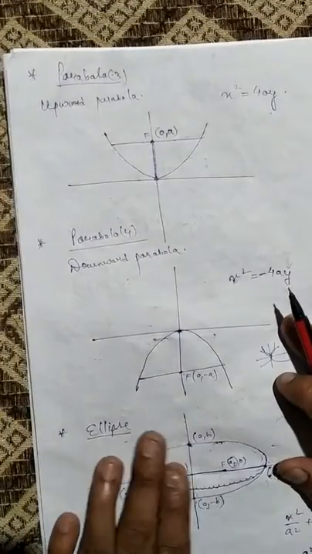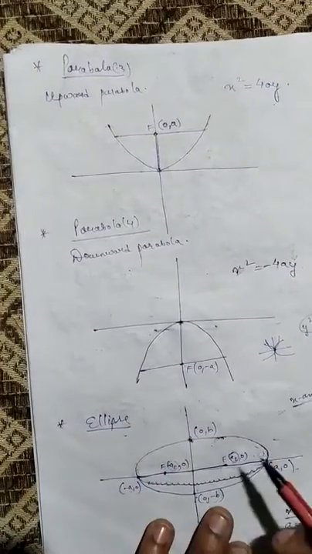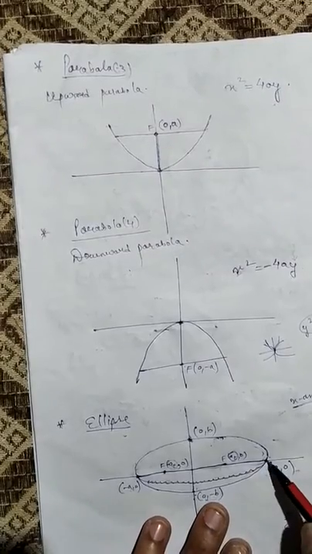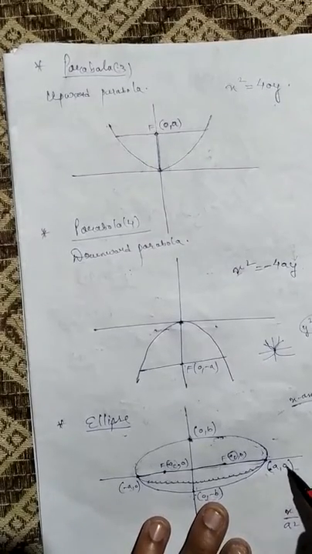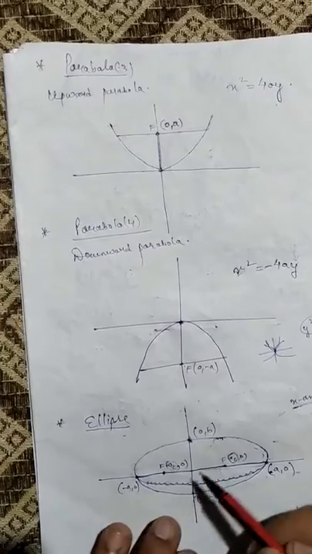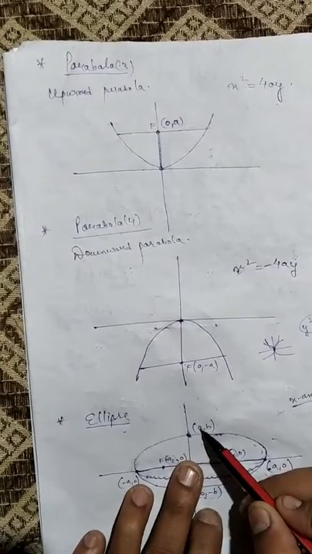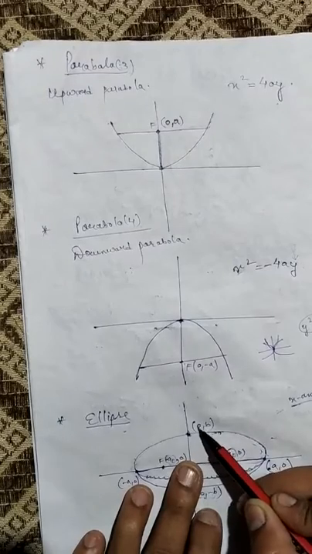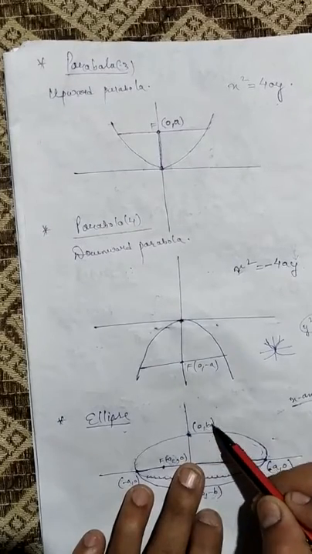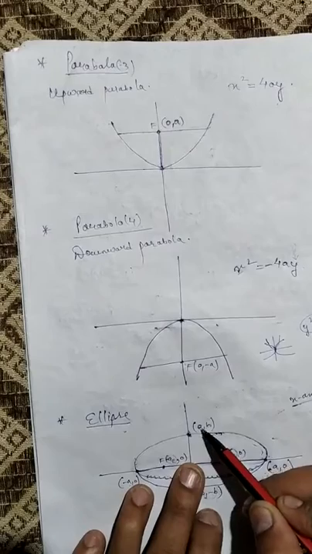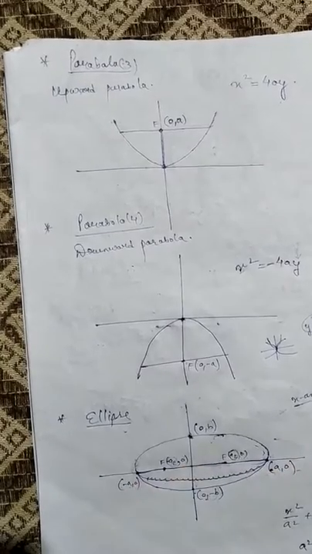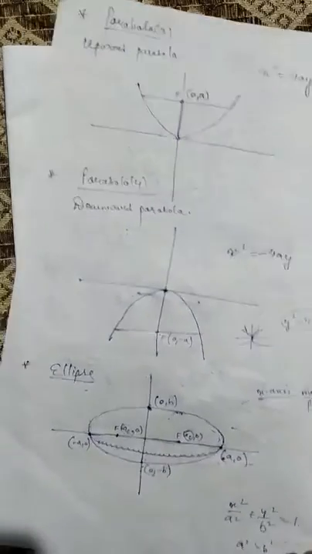So the main thing to understand is the point. Try to understand what the point is here. This is your a comma 0, this is your minus a comma 0, and this is 0 comma b. You should not get confused about why it is not b comma 0: because we are talking about the y-axis, so x will be 0 and we take the y value, which is b. I hope you got it till here.